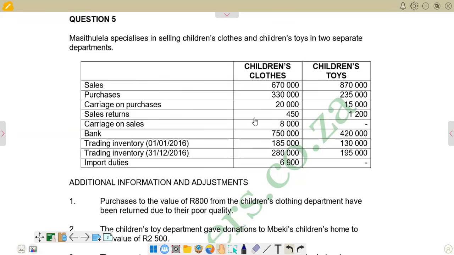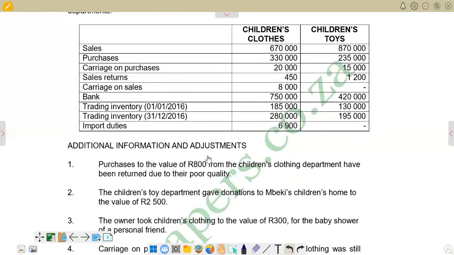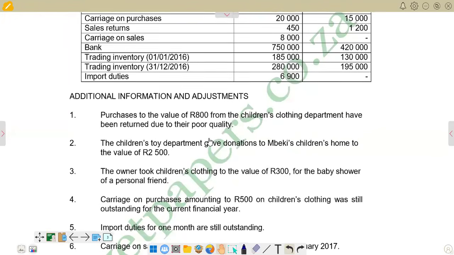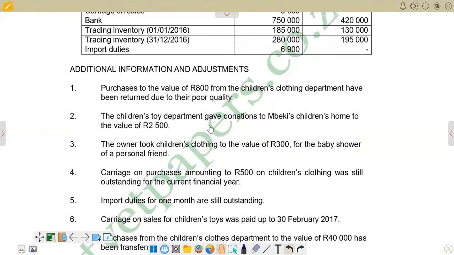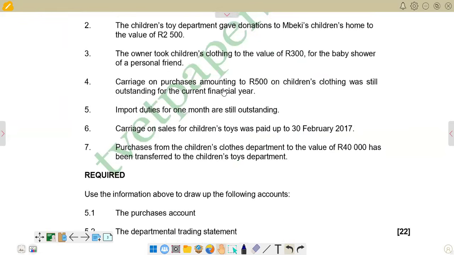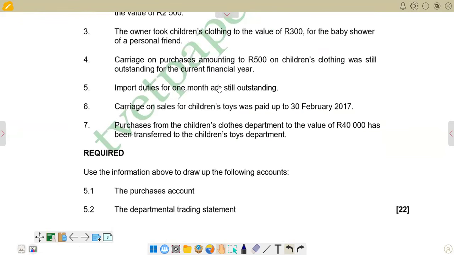So we are given a table here, and we have a column for children's clothes and a column for children's toys. So this is information that we are given. If you go down, you see that we are also given additional information, adjustments ranging from information 1 going down to information 7. And on the required part, it reads: use the information above to draw up the following accounts. 5.1 we have the purchase account, and then 5.2 we have the departmental trading account.